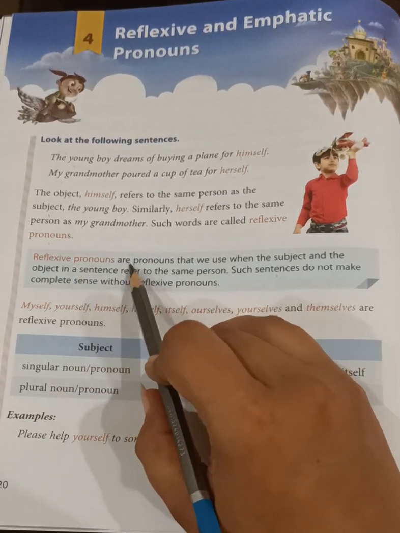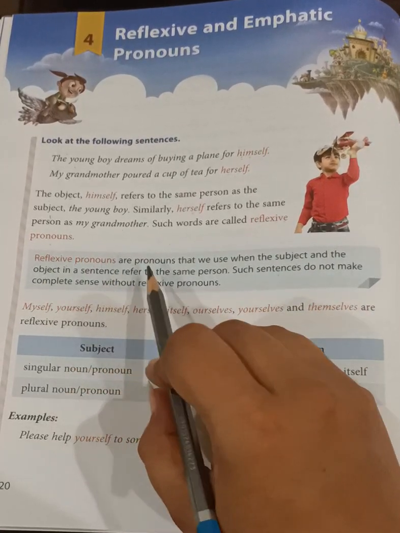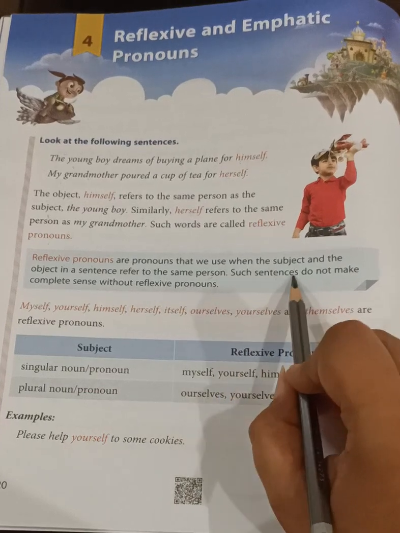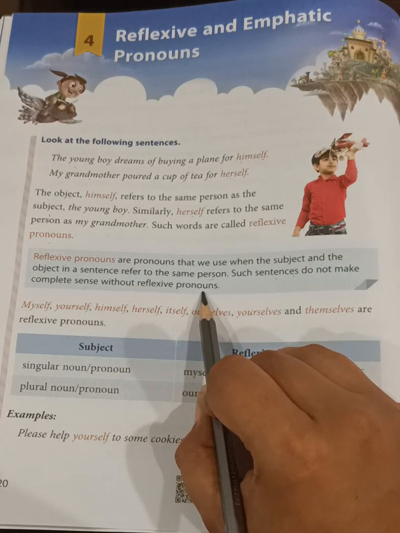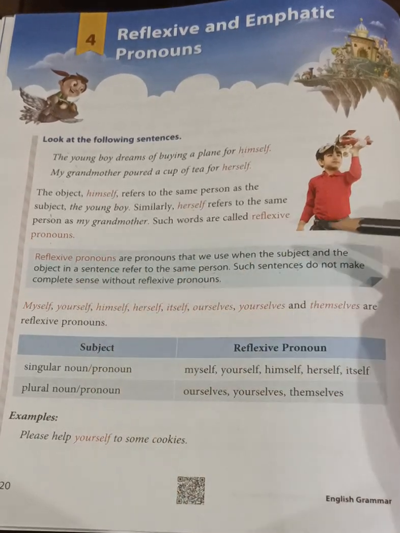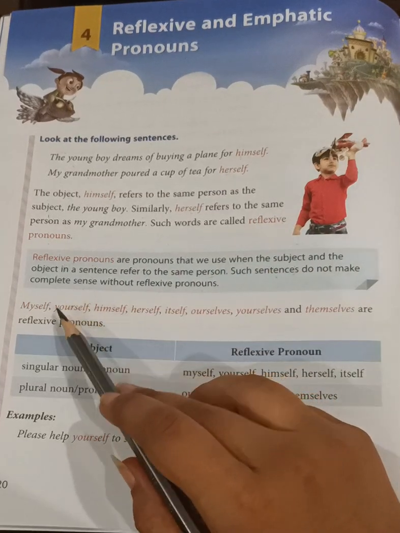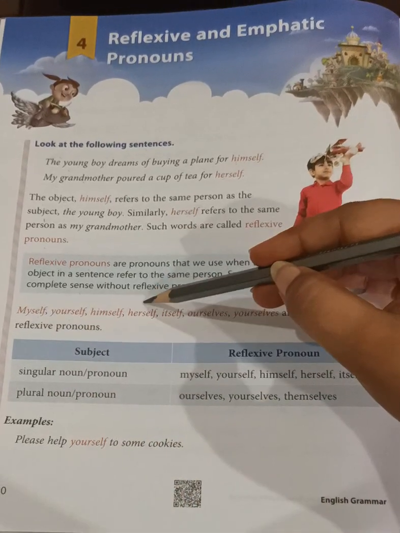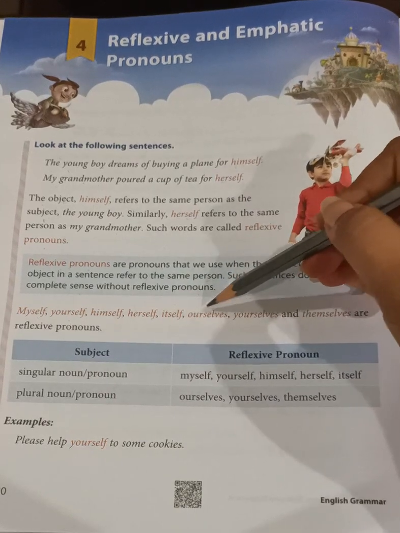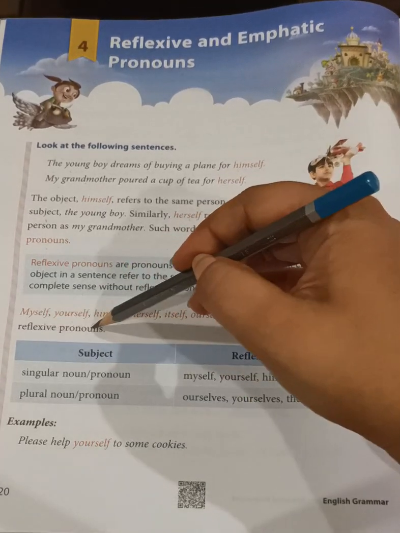So, reflexive pronouns are pronouns that we use when the subject and the object in a sentence refer to the same person. Such sentences do not make complete sense without reflexive pronouns. Understood, students? When the object and subject of the sentence refer to the same person, that is a reflexive pronoun. Now here are a few examples: myself, yourself, himself, herself, itself, ourselves, yourselves, themselves are reflexive pronouns.